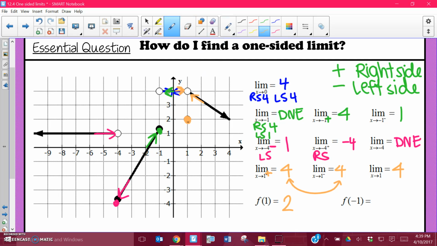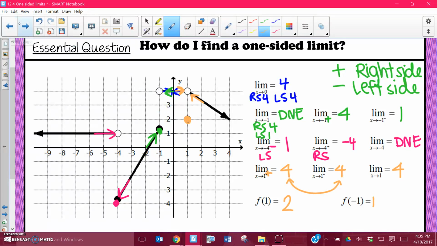Okay, same deal at -1. Be careful on that one. If I was trying to find the actual function value at -1, the limit doesn't exist, but I could find a value for that function. It has a closed circle, and we called that closed circle 1. Okay, so be careful when you're looking at one of these crazy graphs.